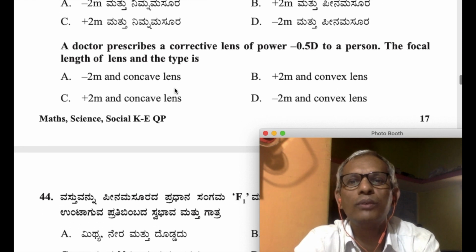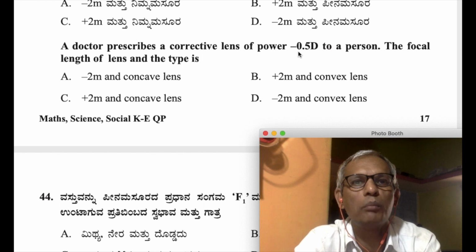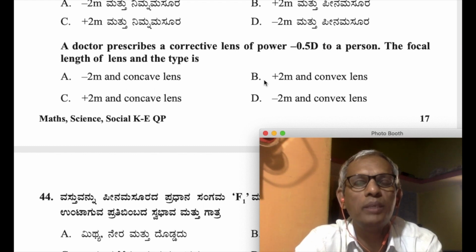Okay, move on to question 43. A doctor prescribes a corrective lens of power minus 0.5 D to a person. The focal length of the lens and the type is. 4 options are given: A is minus 2 meter and concave lens, B is plus 2 meter and convex lens, C is plus 2 meter and concave lens, D is minus 2 meter and convex lens.